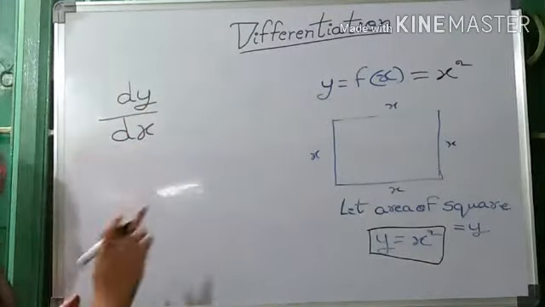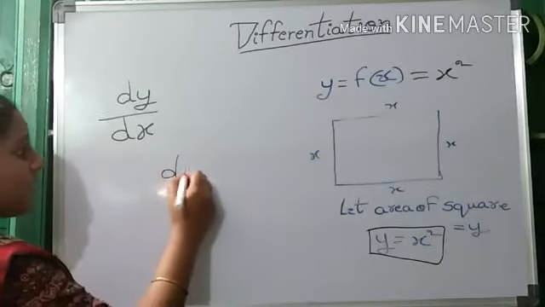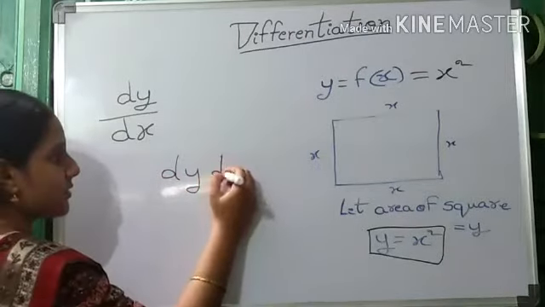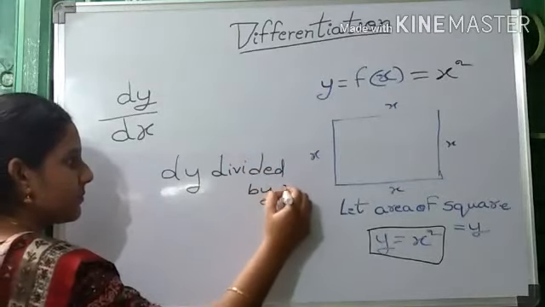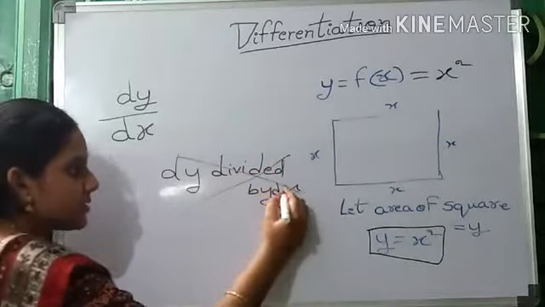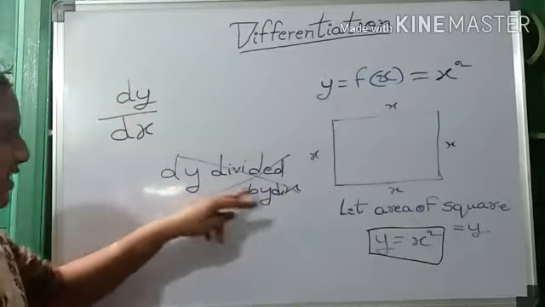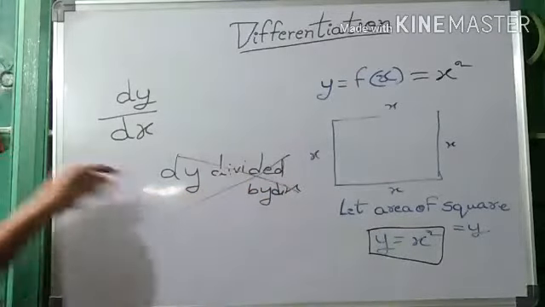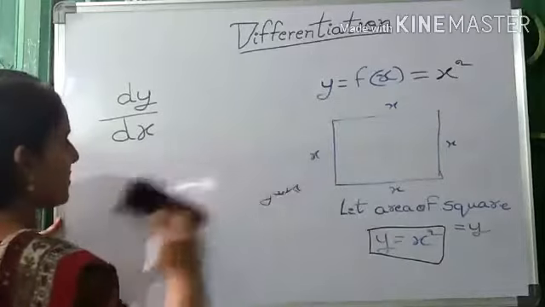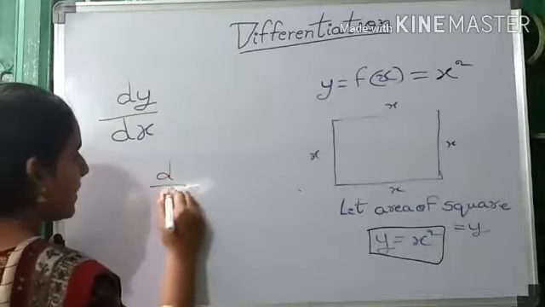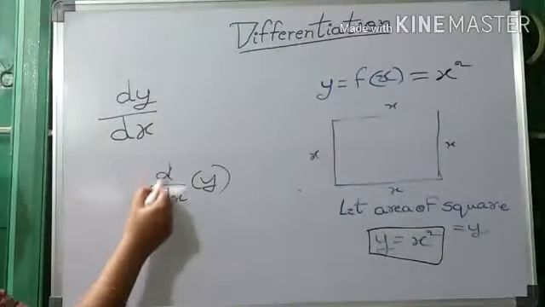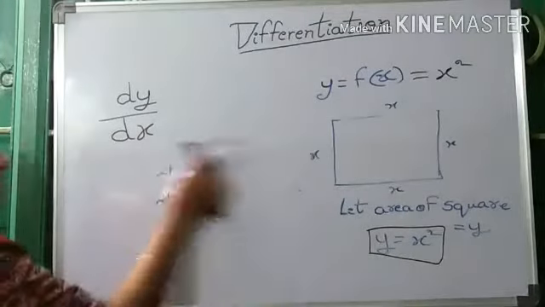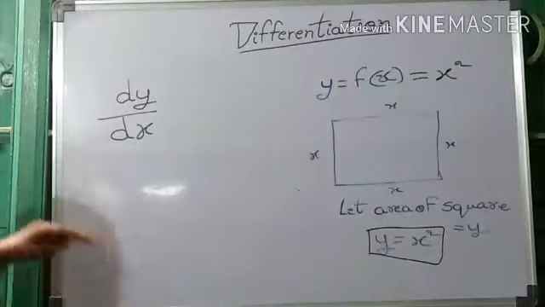with respect to x. Don't consider it as dy divided by dx. It is the wrong process. It is a function like this, d by dx of y. We must not cancel d like this. It is a function like that.